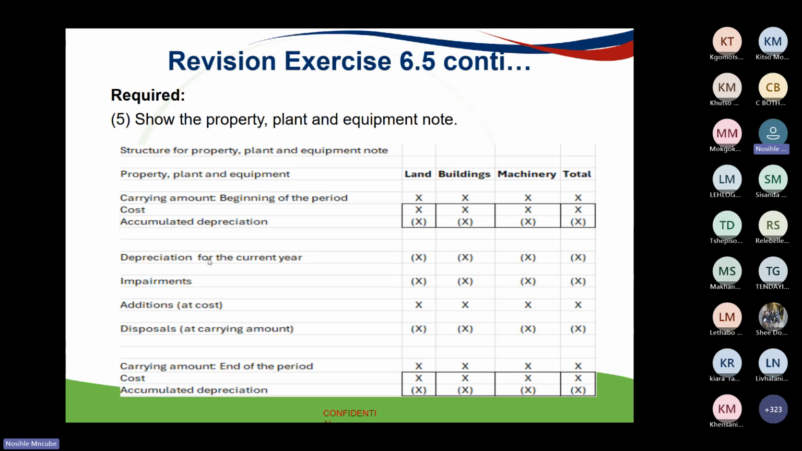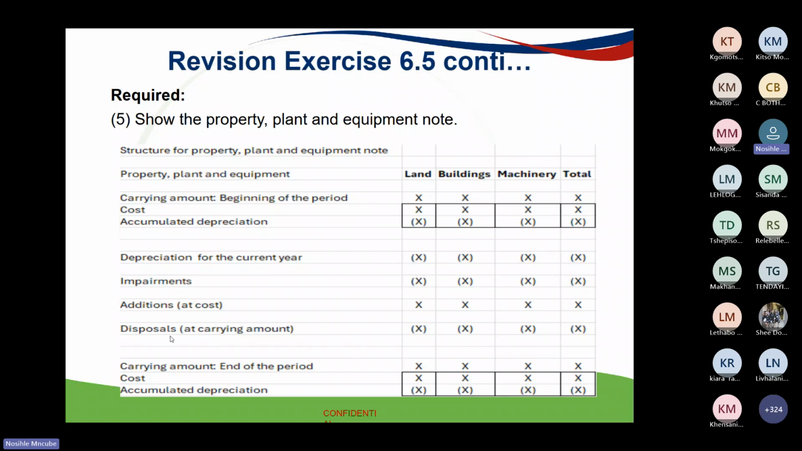And then you're going to have depreciation for the current period. Because that depreciation reduces the value of your asset, you have to deduct it. Even with impairments, let's say your asset is damaged, that one is also reducing the value of your asset in some way, so it has to be deducted. And then let's say you're buying a new machinery, so you'll have additions, and your additions have to be at cost, so they are increasing the value of your asset, which is why you are adding it.